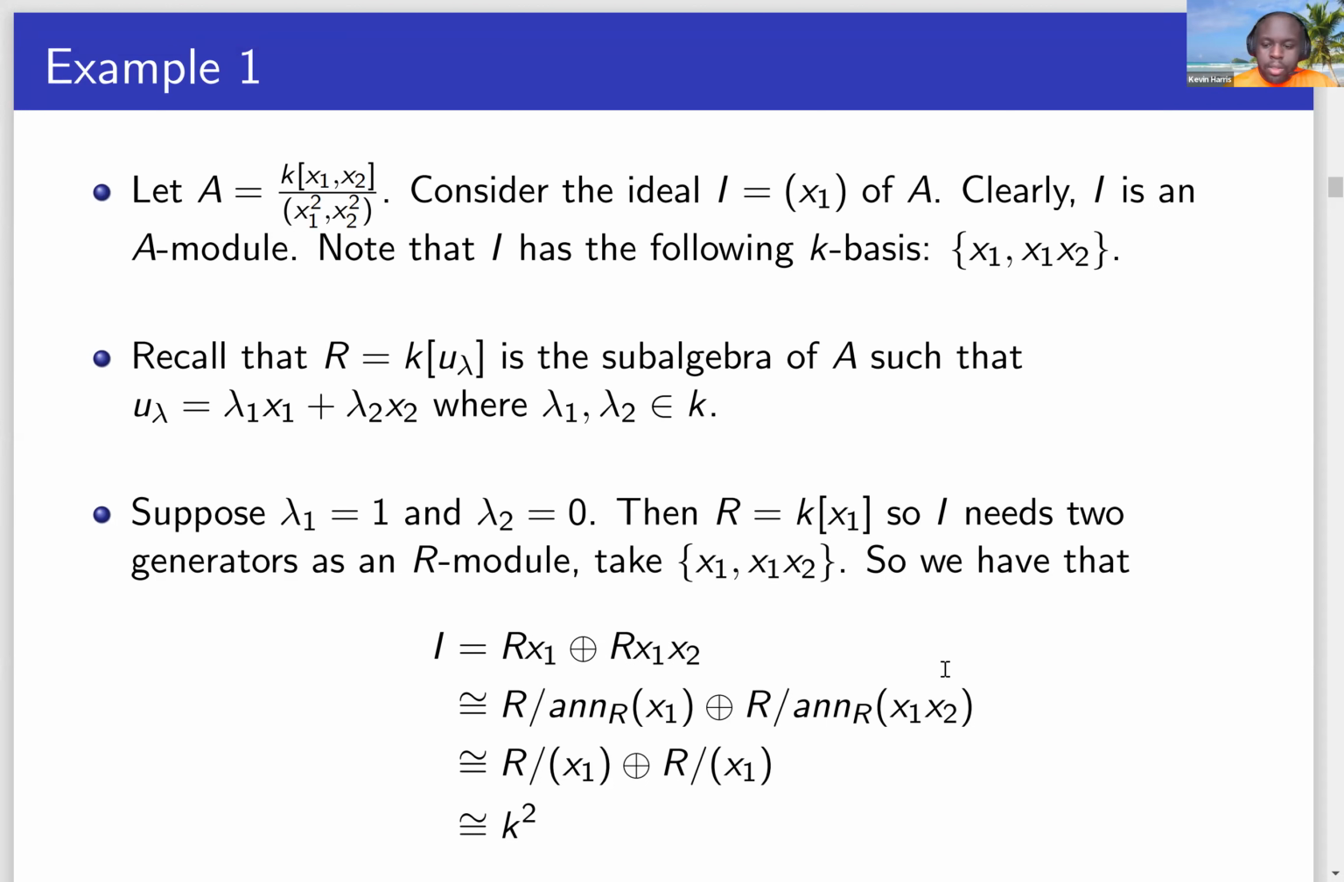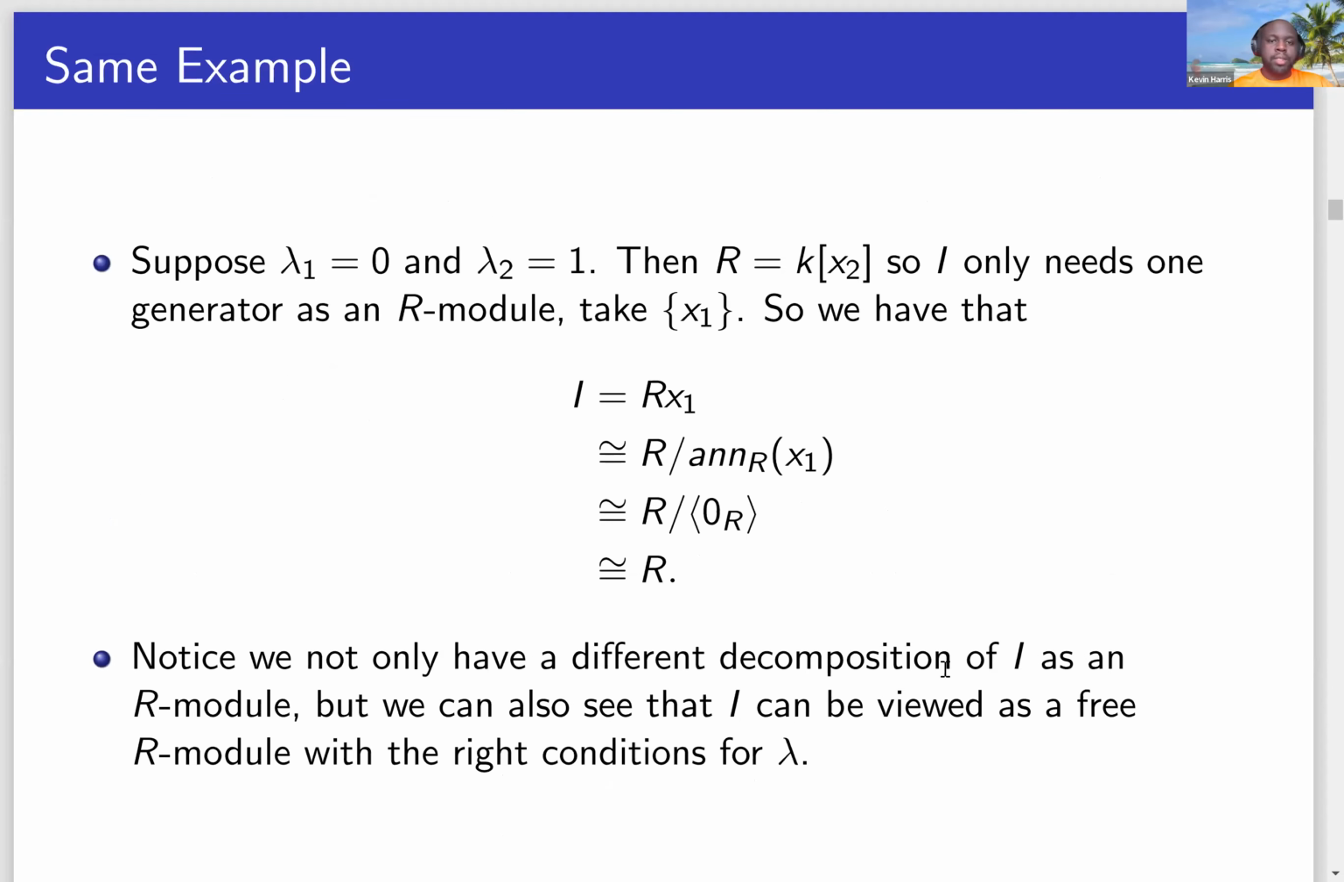So then let's see what happens if we decide to flip it, right? Let's see what happens if we decide to let lambda 1 equal 0 and lambda 2 equal 1. Then we have R is going to be K bracket X2. So it turns out that I actually only needs 1 generator to generate as an R module. Okay. And that generator, we can go ahead and take to be X1. Because if we take that to be X1, of course, we can get X1, X2 by just multiplying X1 by X2. So that works out nicely.